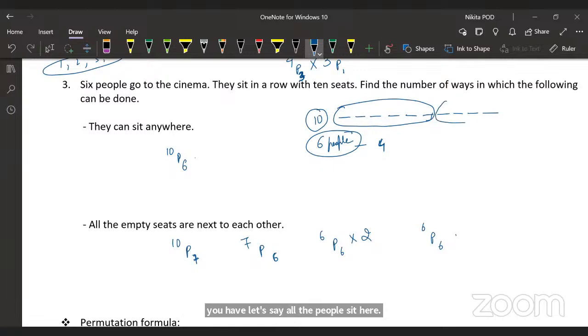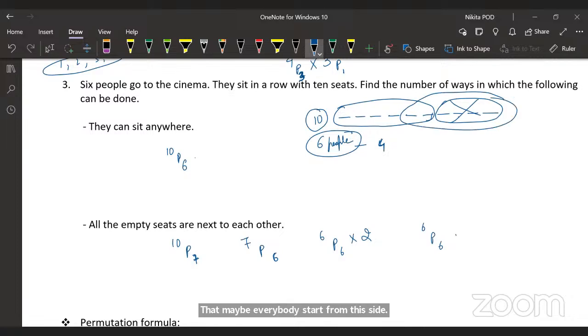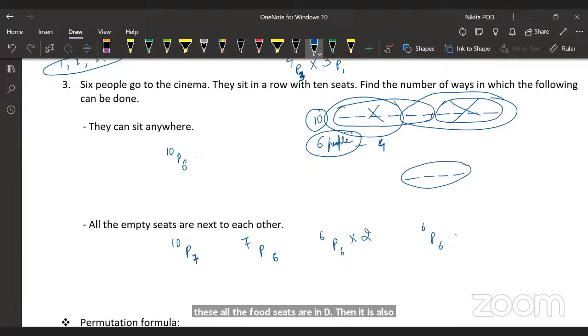So we see that all these 4 seats are empty. Nobody sat here, so all the empty seats are together. Now, another possibility could be that everybody sat from this side, and all the 4 seats are empty. Then it is also possible that in between 4 seats are empty, and then 3 people sat on this side, 3 people sat on that side, and so on. So whatever it is, these 4 seats have to be together.